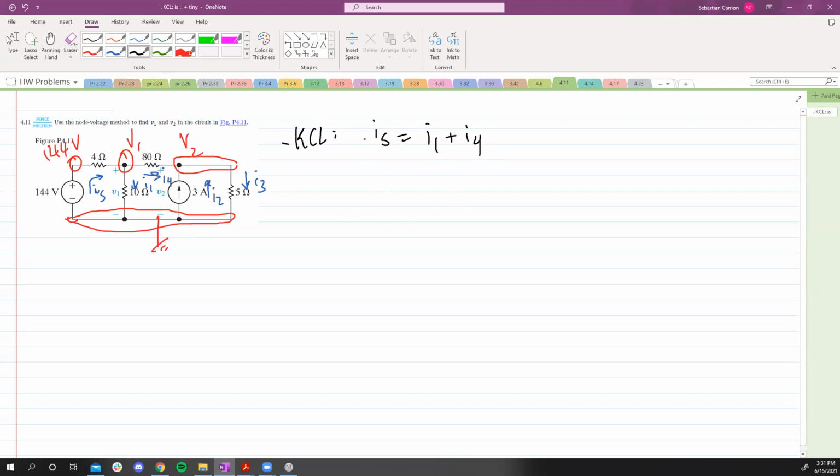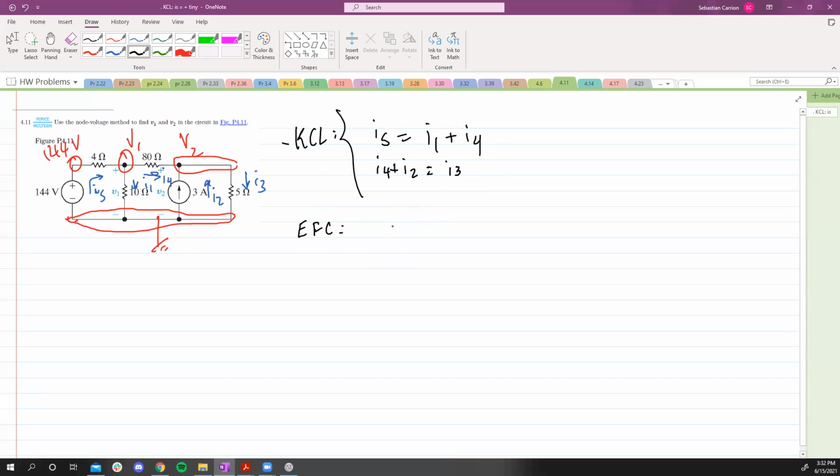And then we have I4 plus I2 is equal to I3. Jeez, this handwriting. Now we do our equation for components.